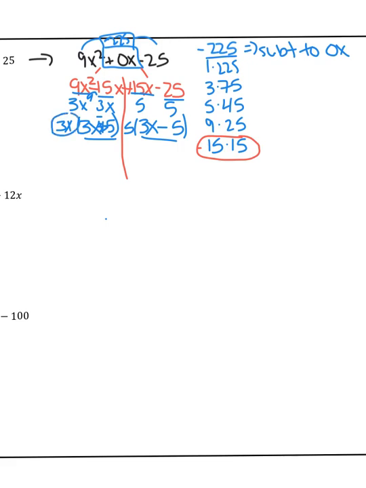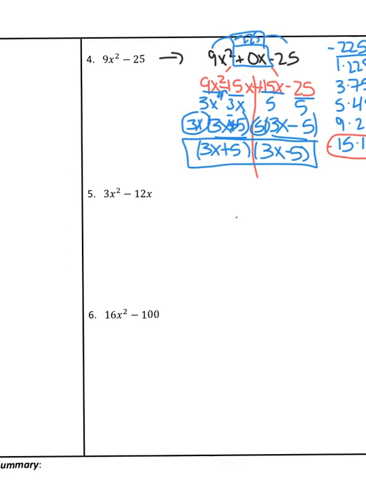And then we're going to put this 3x and this 5 together. So we have 3x plus 5 times 3x minus 5. Doesn't matter which order you put them in. There's my answer. Now, I'm going to show you a shortcut that works for these quadratic trinomials, right?